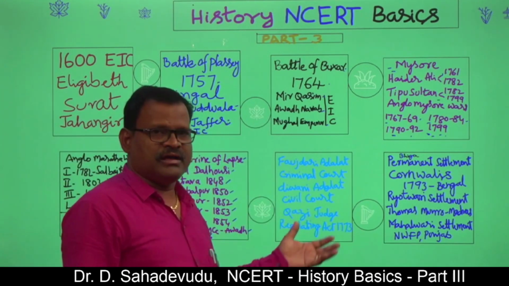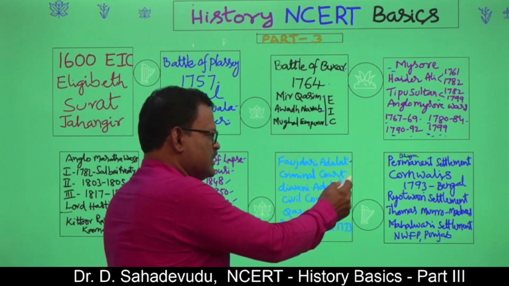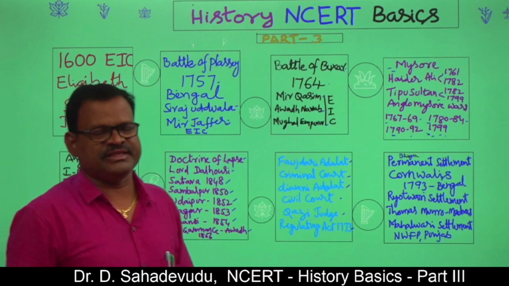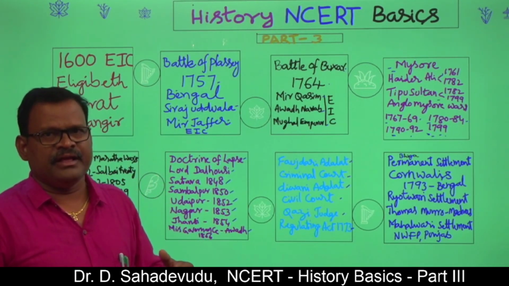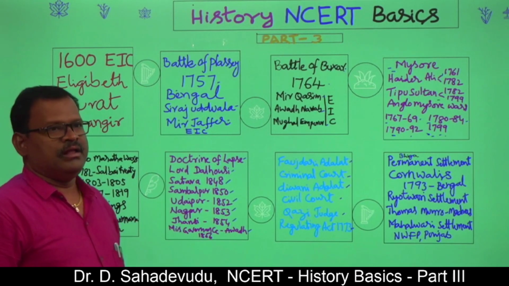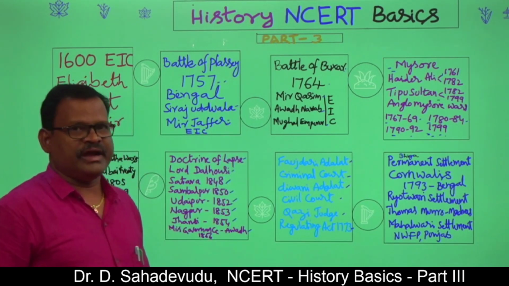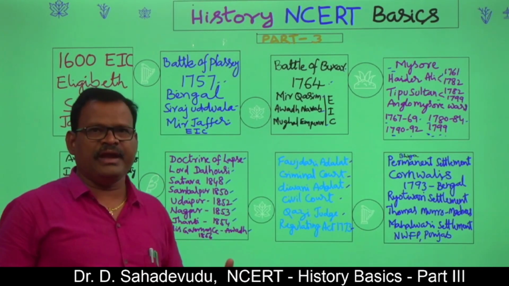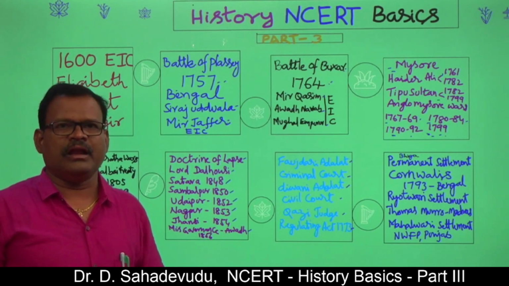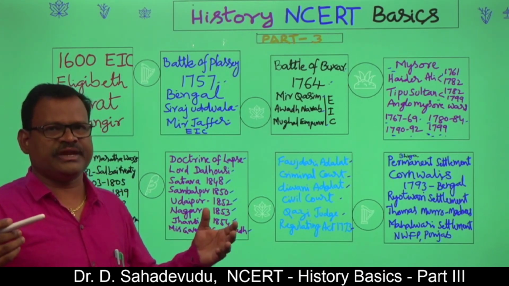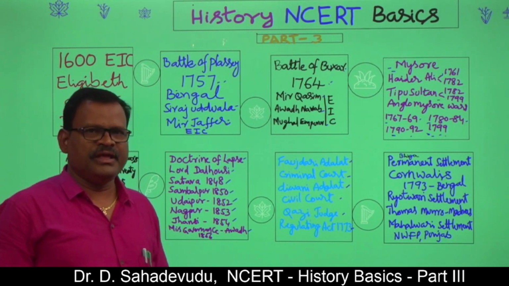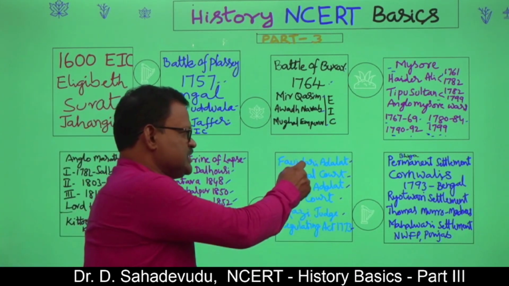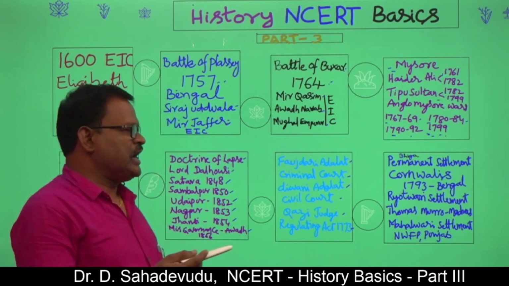See another synopsis box. Fauzdar Adalat, Criminal Code, Diwani Adalat, Civil Code, Qazi, Judge, Regulating Act 1773. When the East India Company established political power after the Battle of Plassey and sustained it in the Battle of Buxar in 1764, they gained political autonomy in Bengal, Bihar, Orissa, a larger area. In this area, they tried to insert a new administration. In this administration, they established some judicial administration also.